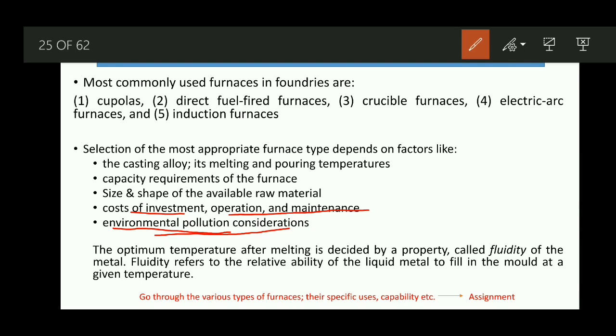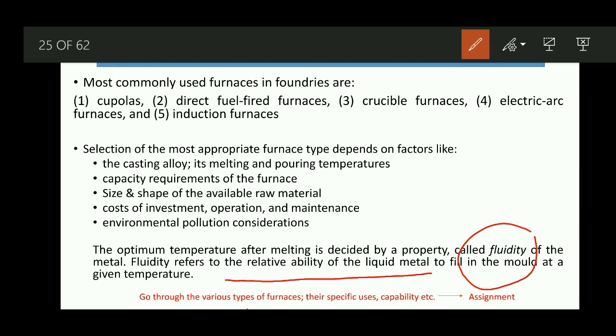Now the optimum temperature after the melting is over is basically decided by a property, and that is nothing but the fluidity of the metal. So what is this fluidity, which is very important in terms of casting? Fluidity refers to the relative ability of the liquid metal to fill the mold at a particular temperature. If the fluidity of the molten metal is high, then it will be easy for it to penetrate through all the nooks and corners of the mold cavity.